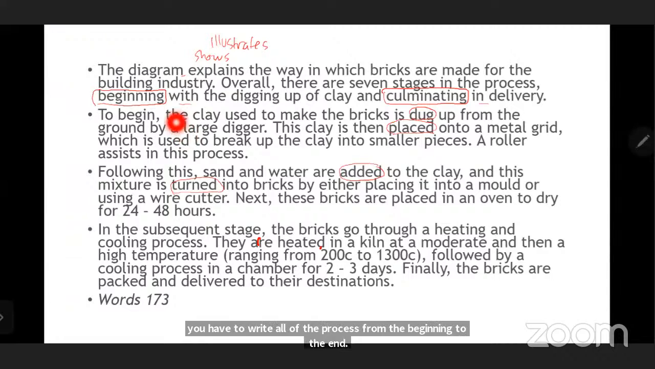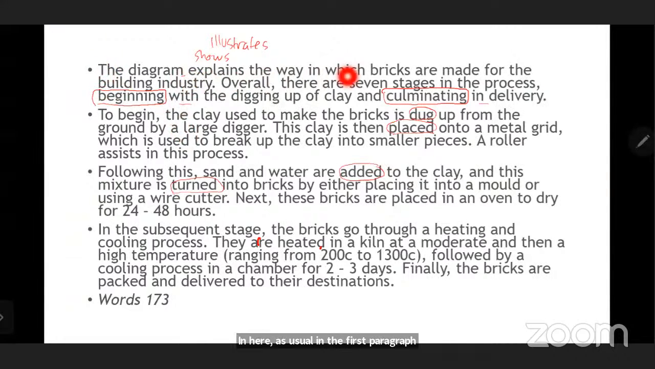In here, as usual, in the first paragraph they introduce the title by using their own language, and then in the second, third, and fourth paragraphs they talk about the process, all of them.